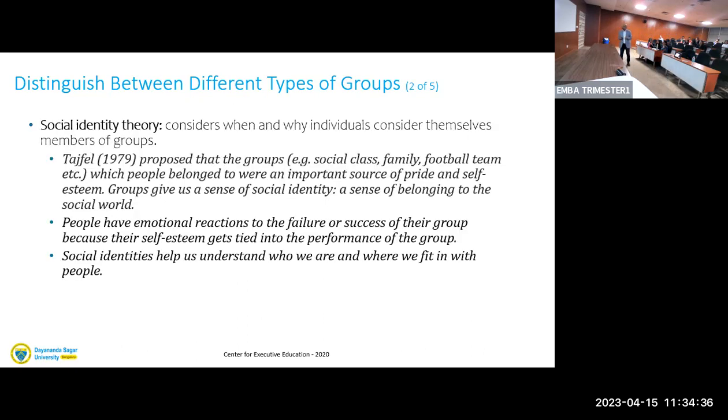Why do people get into groups? Because of something called the social identity theory. Please note that down and look it up. It considers when and why individuals consider themselves members of groups. Henri Tajfel said groups, that is social class, family, football, your own caste group, are all social groups. How many of you are proud to belong to a particular caste? That's a social group by itself. Football teams in the UK, say Manchester United, Liverpool, are all like this.